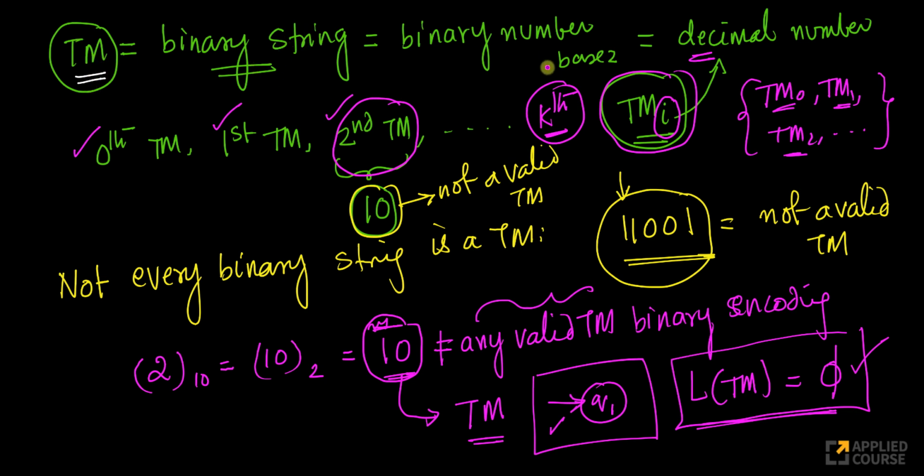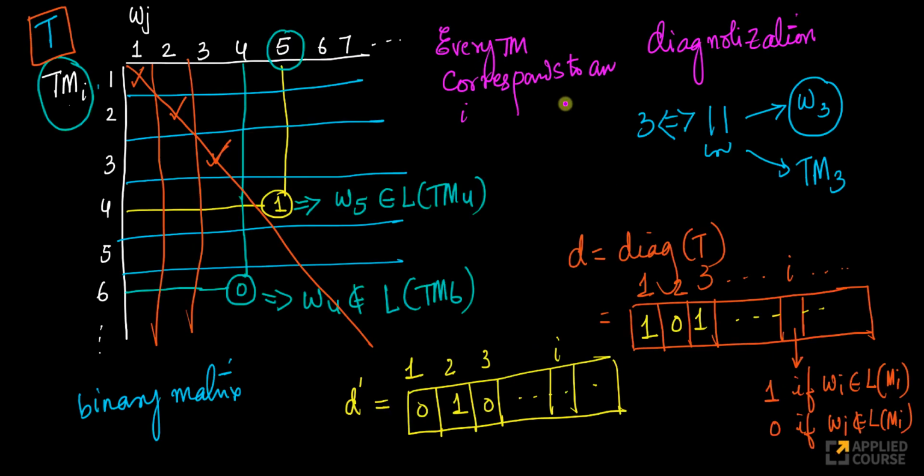Given any binary string, I can interpret it as a base 2 binary number. I can convert that into decimal, right? Which means every Turing machine corresponds to an i, or in other words, every Turing machine corresponds to a Turing machine i. In these rows, every Turing machine possible on the earth is there. Of course, there are infinitely many Turing machines, obviously, but every Turing machine is present in these rows, right? That's an important logic here.